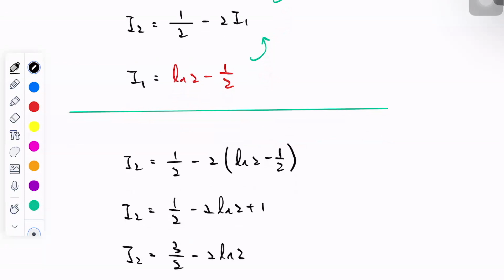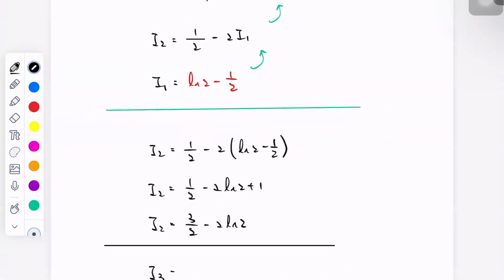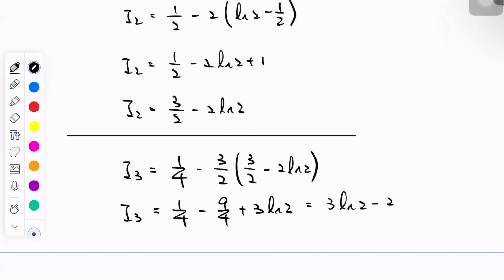Then I can further substitute the I2 back to the I3 equation. I3 is just simply 1 over 4 minus 3 over 2 I2, which is 3 over 2 minus 2 ln 2. And then if I do some simplification, this is 1 over 4 minus 9 over 4 plus 3 ln 2. Then 1 over 4 minus 9 over 4 is just simply negative 8 over 4, which is negative 2. So that means I3, the final answer, is 3 ln 2 minus 2. Done.